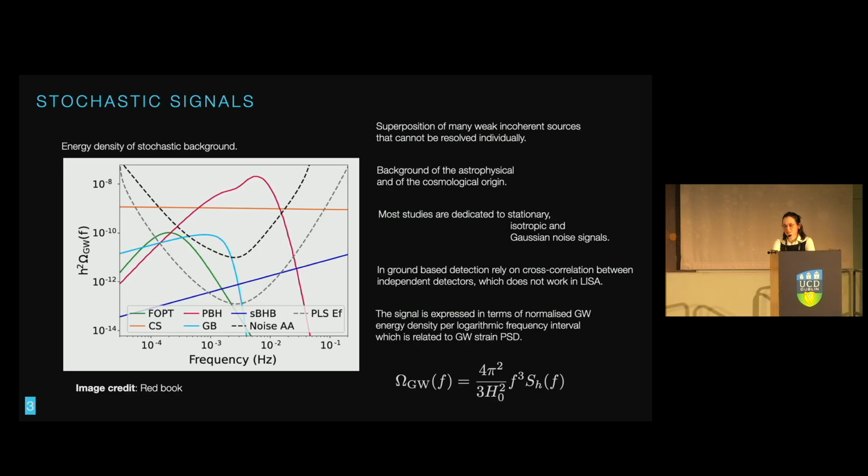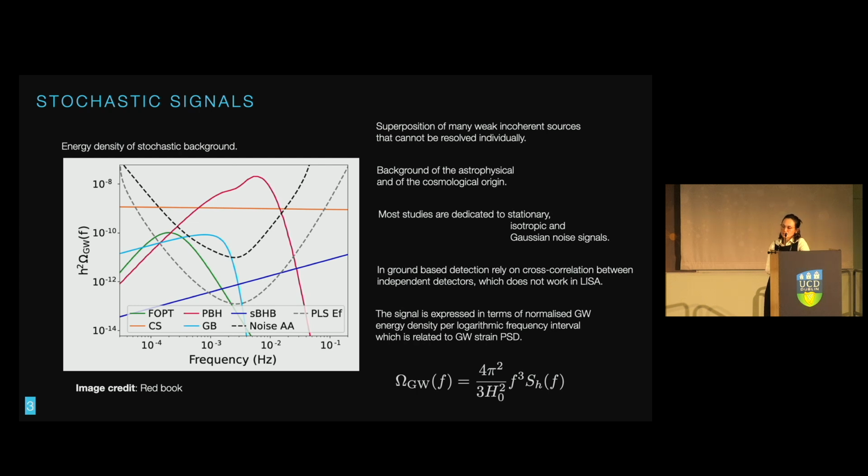So I want to start by going through different types of signals. I will start with the stochastic background. The stochastic background will be a superposition of many weak incoherent sources, and we will have two types of background. One is the signals that come from astrophysical origin, such as, for example, the background from the galactic binaries, and the other is the background that is coming from cosmological origin. Most studies thus far assume that the background is stationary, isotropic, and Gaussian.